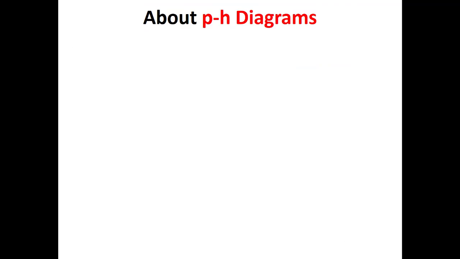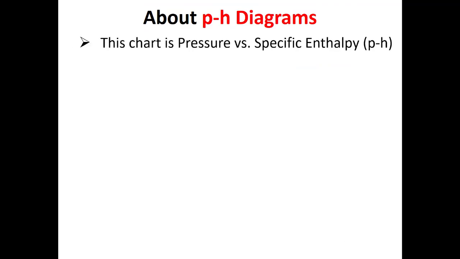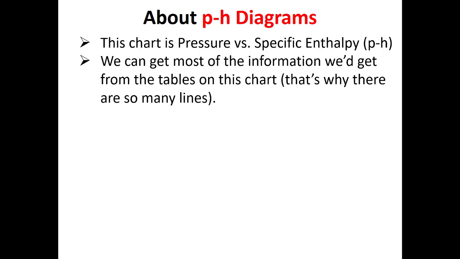So here's a little bit of background on these pH diagrams. First, this chart is pressure versus specific enthalpy, even though it only says enthalpy on the x-axis. We can get almost all of the information we get from tables right on this chart. That's why there are so many lines on this chart and why it honestly looks a little bit overwhelming when we look at it.